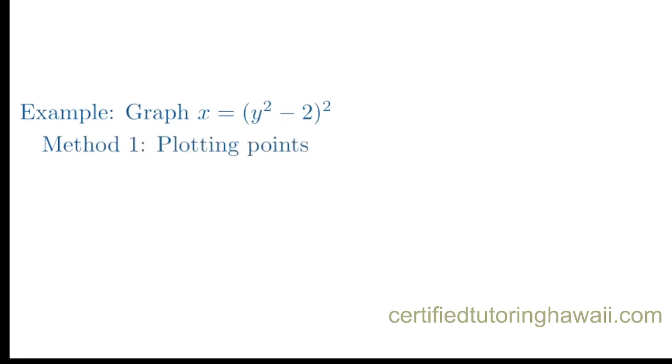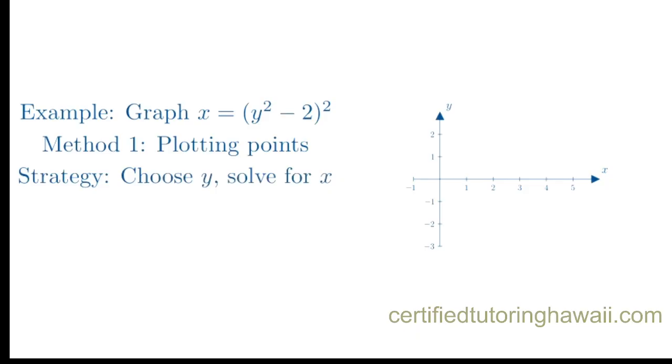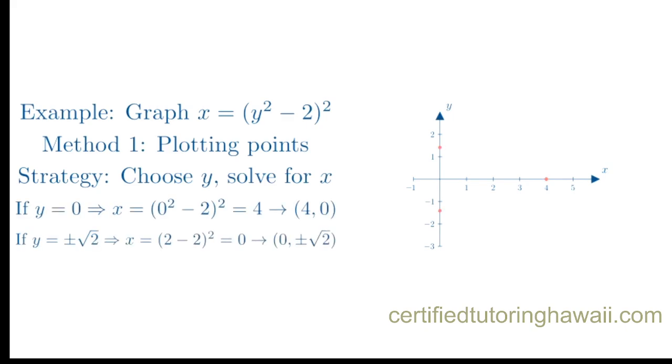Let's try a more complex example. How would we graph x equals the quantity y squared minus 2 squared? It looks complicated, but it's perfect for our methods. Let's start with method 1, plotting points. Instead of choosing x values and solving for y, which would involve square roots, let's choose y values and solve for x. This is the advantage of the direct plotting method. You can pick the easiest path. A value of y equals 0 gives x equals 4. A value of y equals plus or minus the square root of 2 makes the inner part 0.